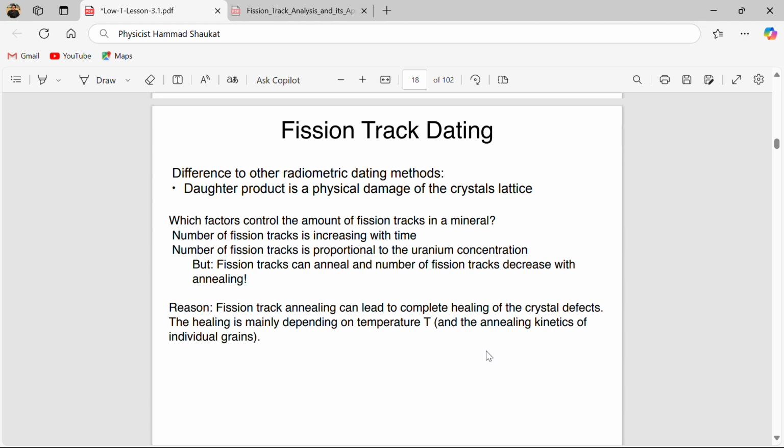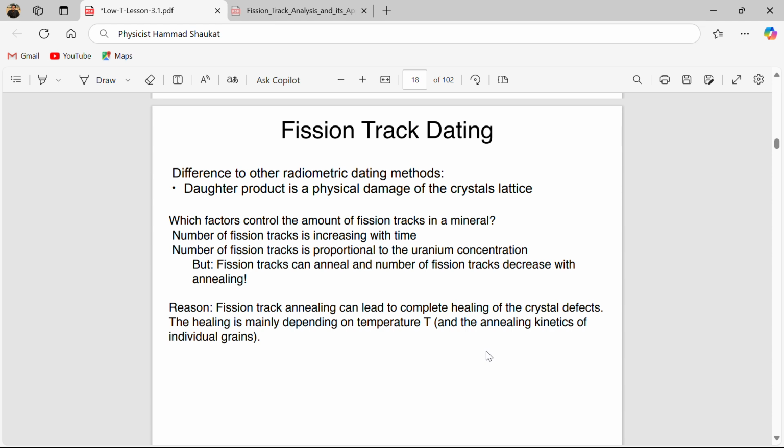The number of fission tracks increases with time, because with the evolution of time the number of fission tracks also increases. Along with that, the number of fission tracks is proportional to the uranium concentration. The higher the uranium concentration, the more fission tracks are formed. There is a direct relation of uranium concentration with the number of fission tracks.